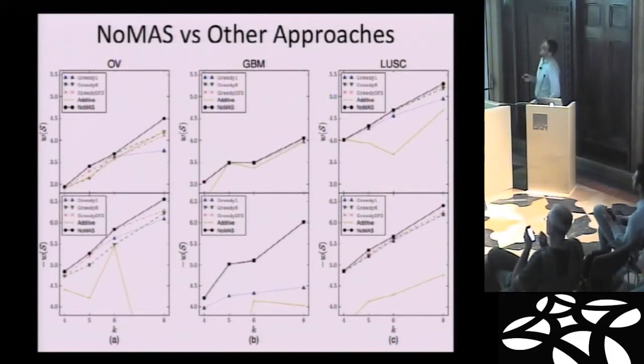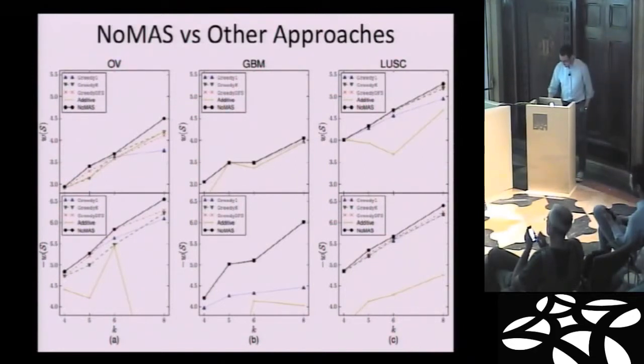What we see here is that sometimes the algorithms identify similar solutions, but most of the time the solutions from the other algorithms are not comparable in terms of the weight to what is identified by NOMAS. So NOMAS identifies solutions that are better than the other ones.